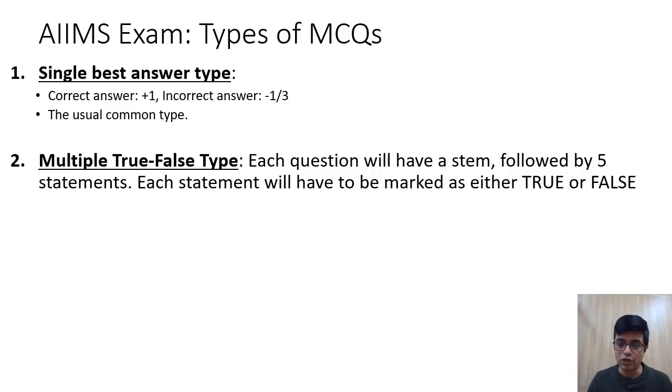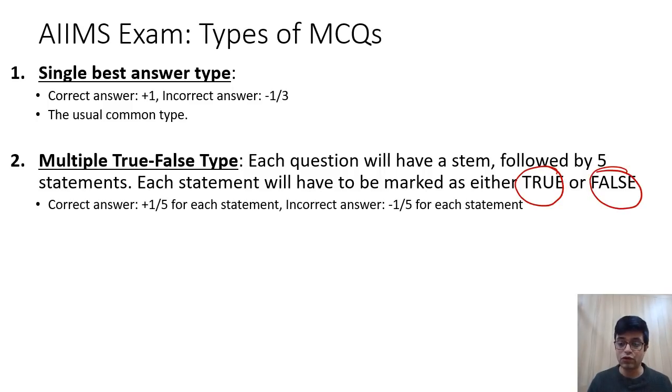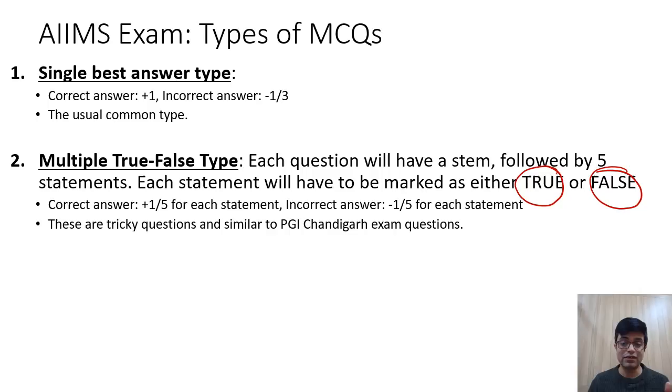Then multiple true false. Each question will have a stem followed by 5 statements, and each statement will be marked as either true or false. So multiple true false type. Correct answer, you will get +1/5 for each statement. Incorrect answer, -1/5. These are tricky questions and they are similar to PGI exam questions because PGI also has multiple correct options.